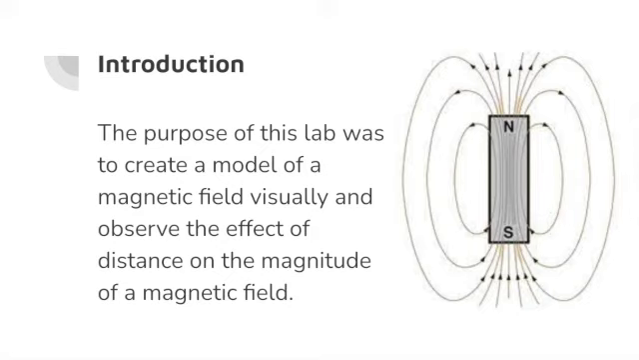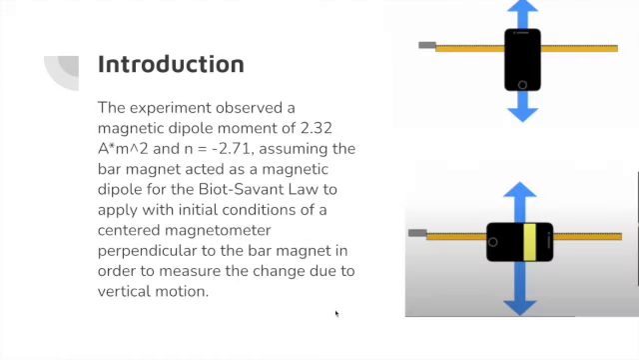Introduction. The purpose of this lab was to create a model of a magnetic field visually and observe the effect of distance on the magnitude of the magnetic field. The experiment observed a magnetic dipole moment of 2.32 amperes per meter squared and n equals negative 2.71, assuming the bar magnet acted as a magnetic dipole for the Biot-Savart law to apply, with initial conditions of a centered magnetometer perpendicular to the bar magnet in order to observe the change due to vertical motion.